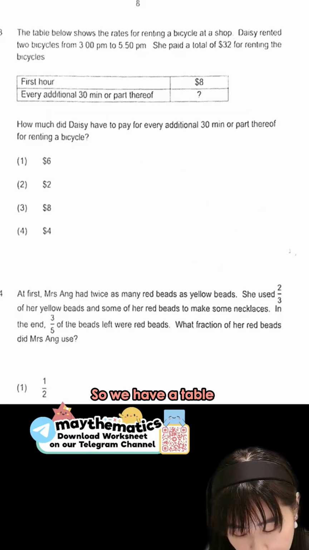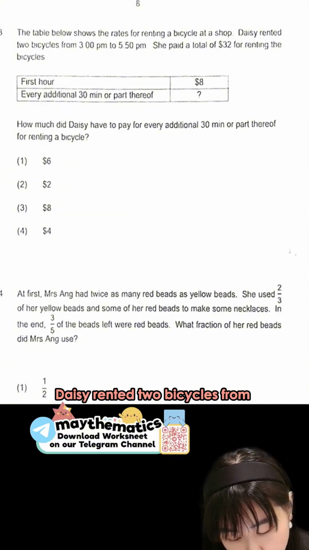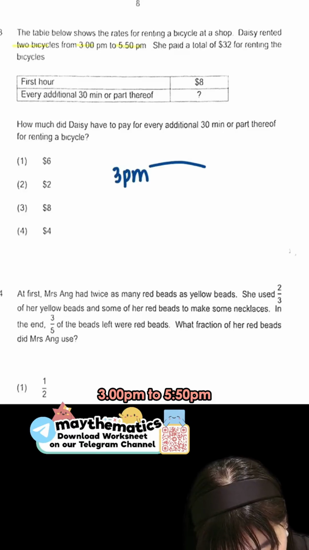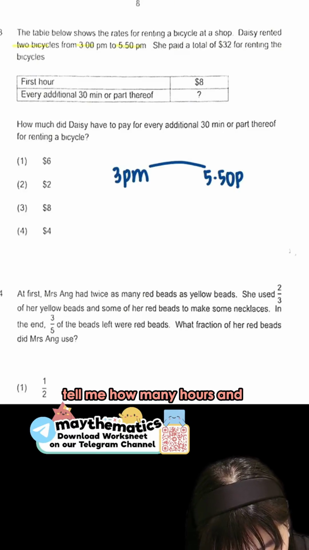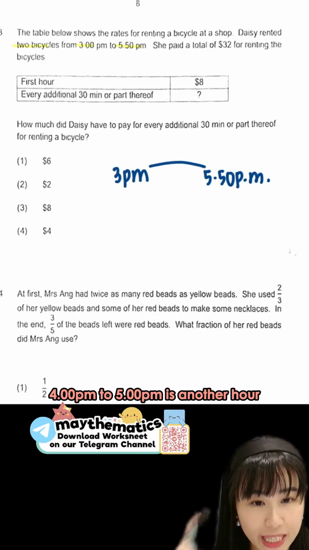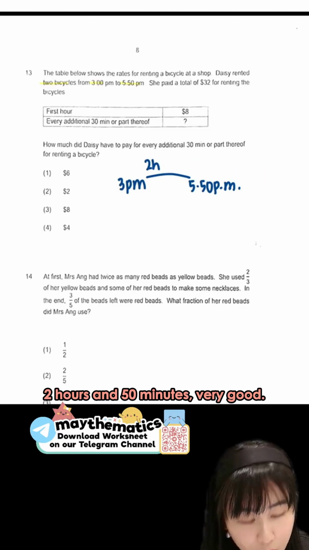13. So we have a table that shows the rates of renting a bicycle at the shop. Daisy rented 2 bicycles from 3 o'clock to 5:50 p.m. Tell me how many hours and how many minutes? 3 o'clock to 4 o'clock is 1 hour. 4 o'clock to 5 o'clock is another hour. So it's 2 hours and... okay, 2 hours and 50 minutes.